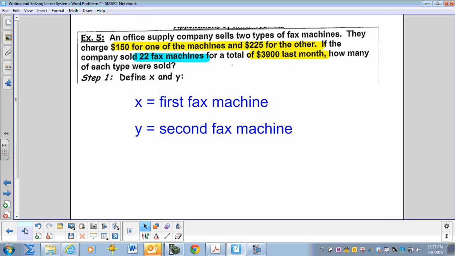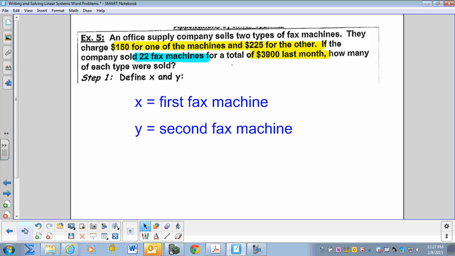So we're going to first define x and y. But before we do that, I went ahead and highlighted important information that we're going to use to solve the problem. $150 for one of the fax machines and $225 for the other fax machine and $3,900 for how much they made last month all deal with money, so I highlighted all those numbers in yellow. Another number that they gave us was 22 fax machines, and so I highlighted that in a different color.